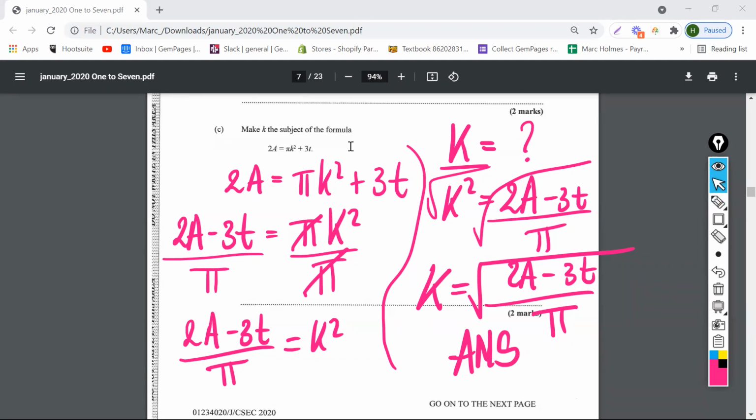So Tori, how do you feel about this one? It's okay? Yeah, I'm going to need to practice with this too, sir. All right. As I hear that now, I'm going to send... Sir, go ahead. Sir, I have a question. I got a slightly different answer, so I'm not sure if it's wrong. What did you get? I got K is equal to the square root of 3t minus 2a over pi.